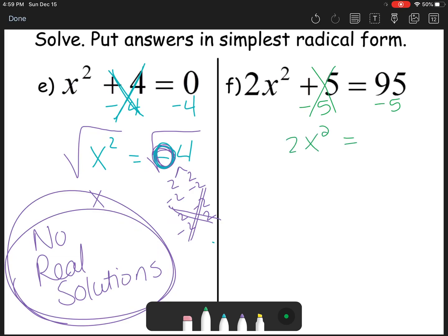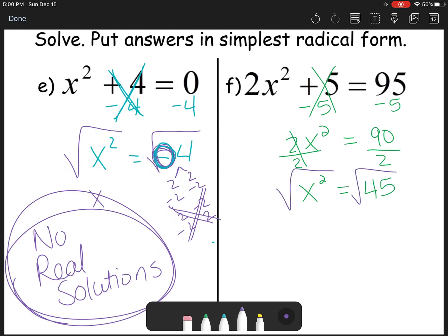Looking at letter F, well, we could subtract 5 from both sides. So we'd get 2x squared equals 90. Well, we could divide by 2 on both sides. So x squared equals 45. And then we're going to take the square root. Well, the square root of x squared is x. The square root of 45, here we actually have to simplify.